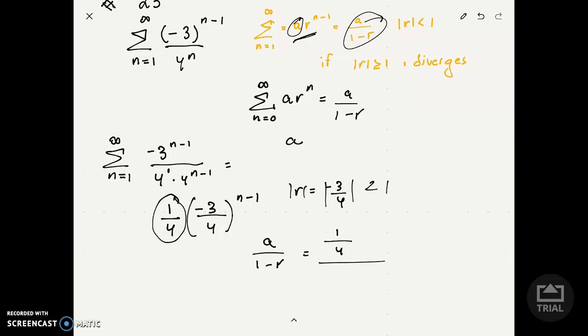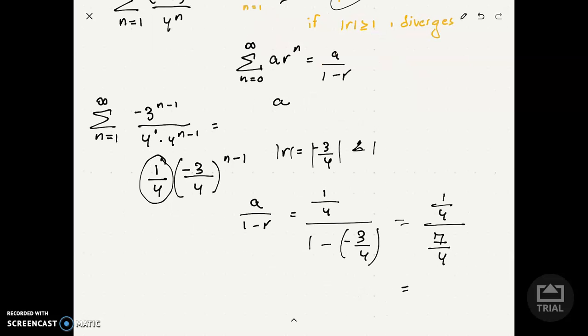And then 1 minus, now careful here, our ratio is -3/4. So we do have to include that negative sign. The absolute value is just for checking convergence. So we have 1/4 over 1 plus 3/4, and combining those two terms in the denominator gives 7/4. And then from there, simplifying that, you'd get 1/7. And that would be what this series converges to. In the next example, we're going to work one out where it diverges.